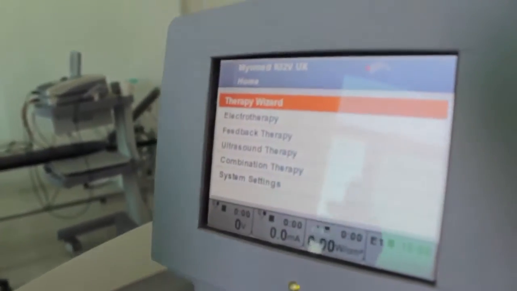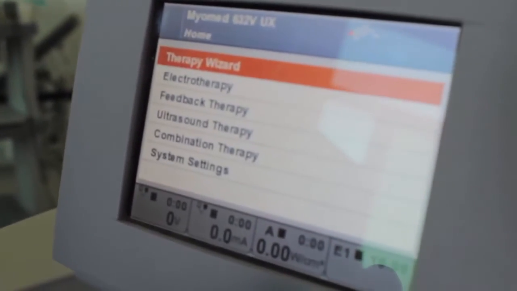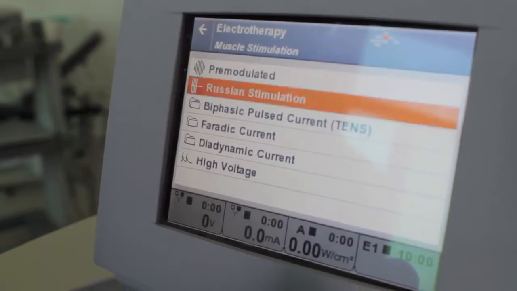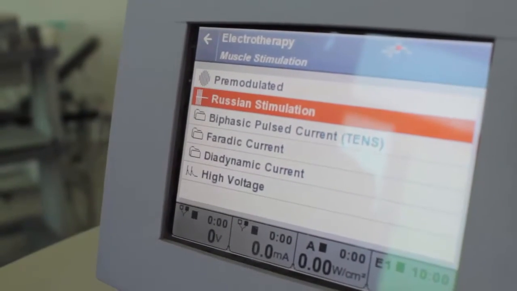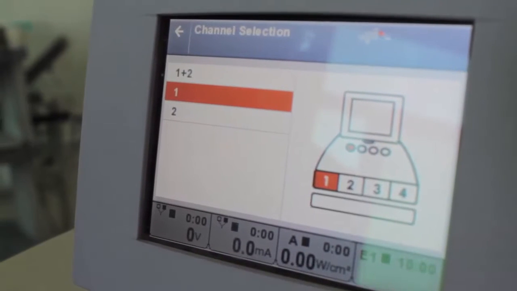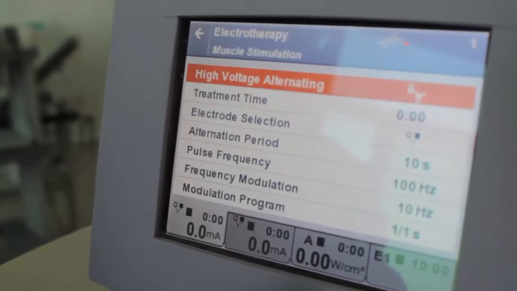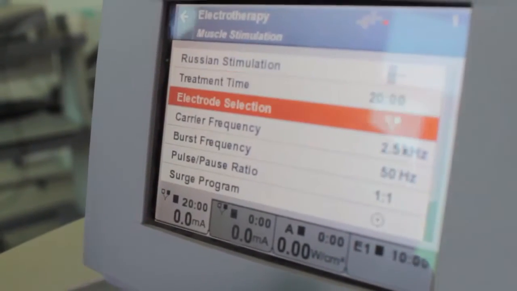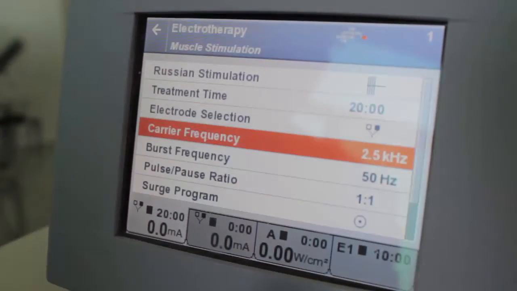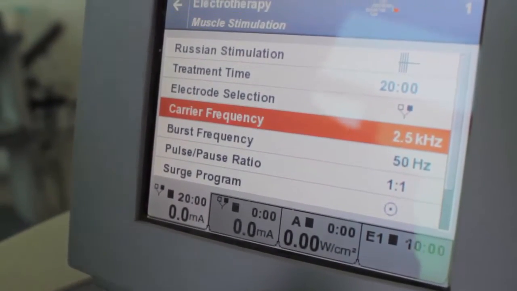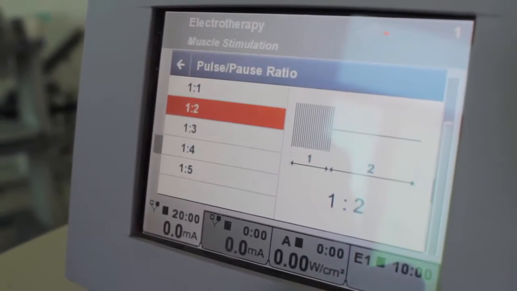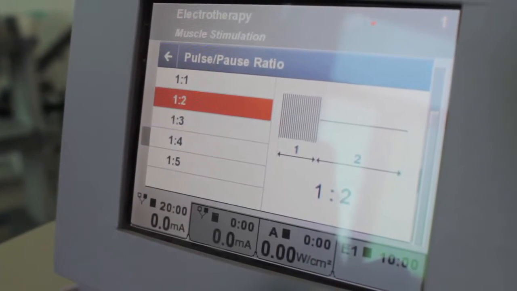Okay. Now go to the electrotherapy. Muscle stimulation. You can see Russian stimulation. Go to the Russian stimulation. Currently I am using channel 1, 2 electrodes. Channel 1. Treatment time 20 minutes. Electrode selection I have already done. Carrier frequency 2.5 kHz. Burst frequency 50. Pulse pass ratio 1:1. You can increase the ratio. That means more rest, less pulse, if the patient is weak.